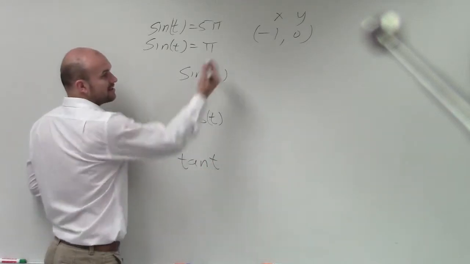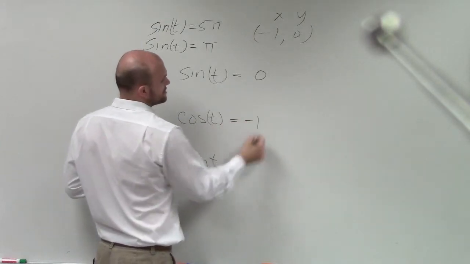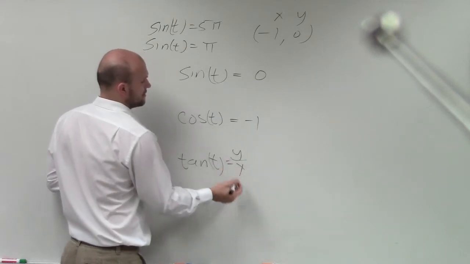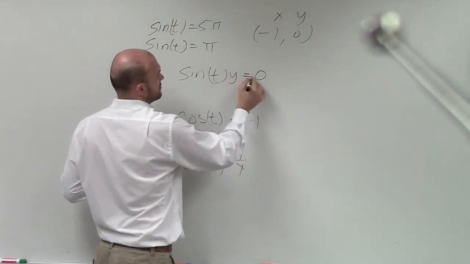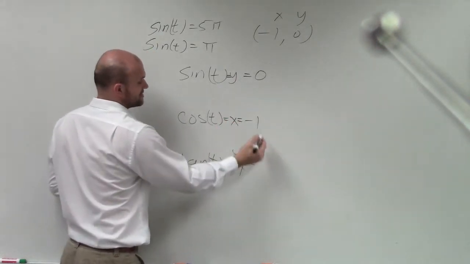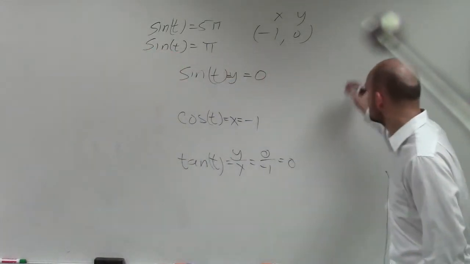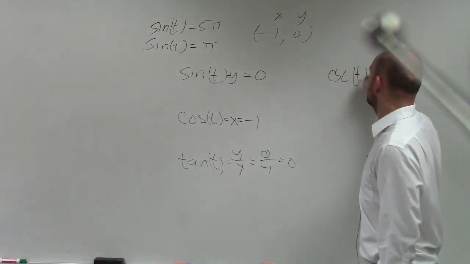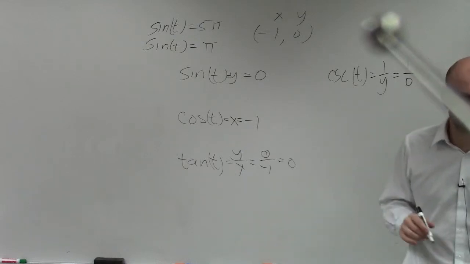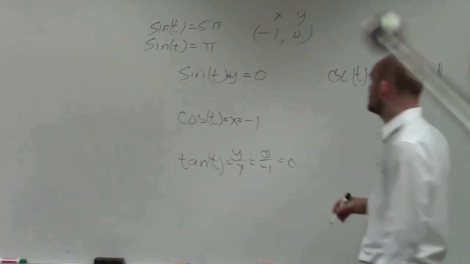So our initial functions: sine just represents the y coordinate, which is 0. Cosine represents the x coordinate, which is -1. Tangent of your angle represents y over x. Oh, I forgot to write those. Tangent equals y over x, which in this case is 0 over -1, which equals 0. Then our reciprocal functions: cosecant of t equals 1 over y. Well, 1 over y is 1 over 0. Can you divide by 0? No. So guess what? That is undefined.